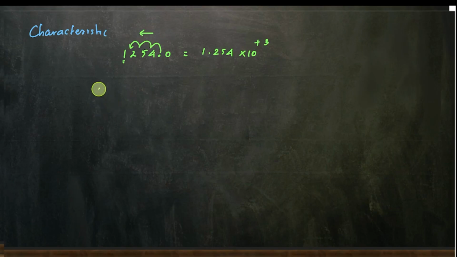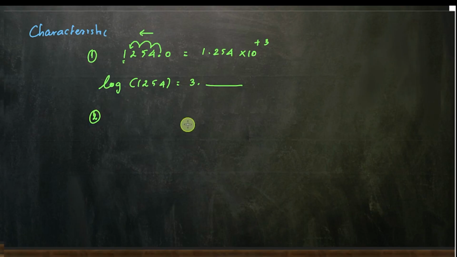If you want to find the characteristic value for 1254, the characteristic value is 3 point. The power of 10, you have to write as the characteristic value. And for the fractional part, the mantissa part, you have to refer to the log table. I will explain it later. So this is case number 1.